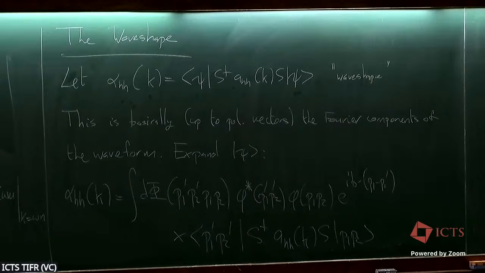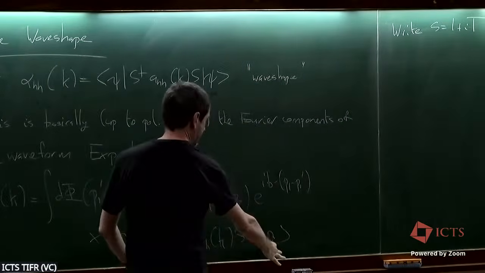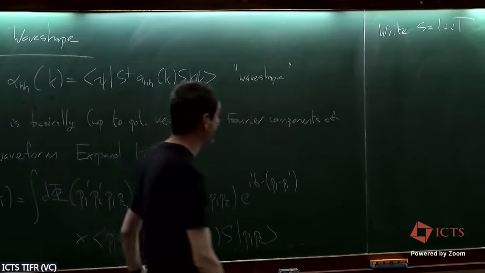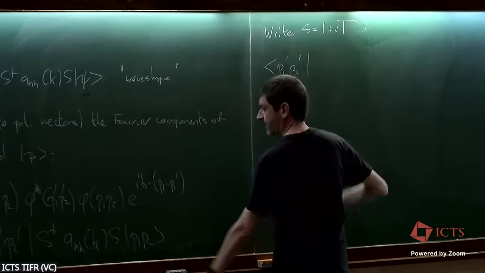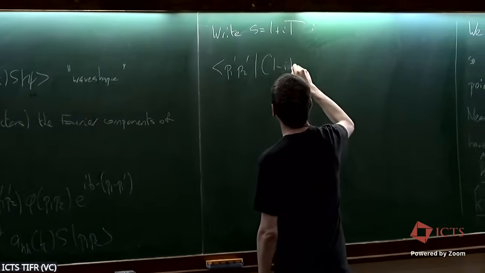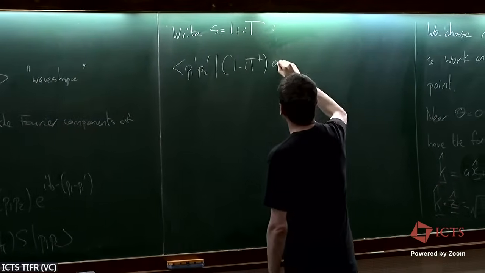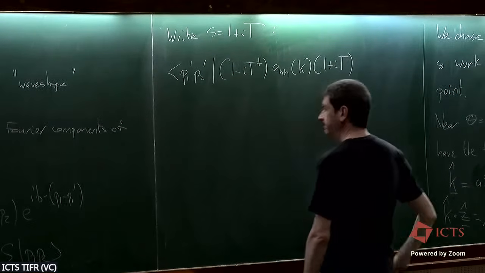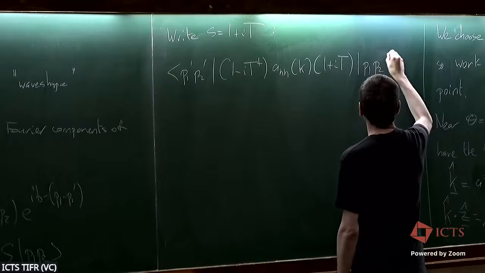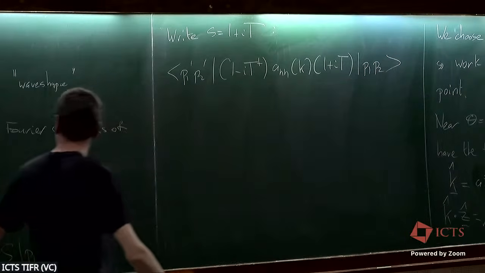Okay, so we proceed again as yesterday by writing S as 1 plus iT. And let me just look at this matrix element here, the bracket thing. So then we'll have P1 prime, P2 prime, S dagger is 1 minus iT dagger, you have the annihilation operator, and 1 plus iT. Okay, so this is this bracket here.